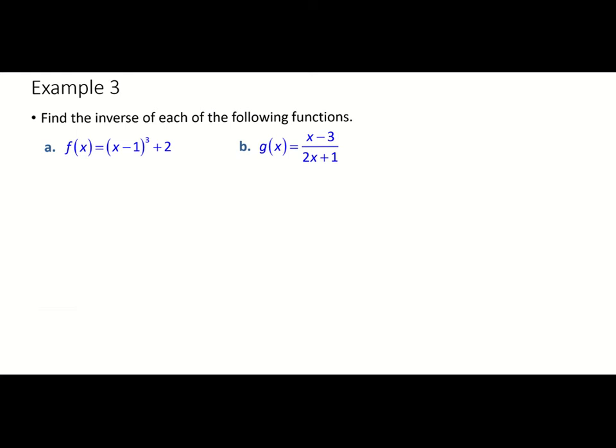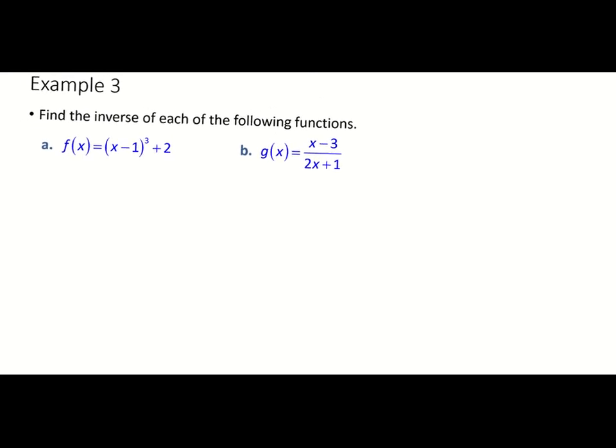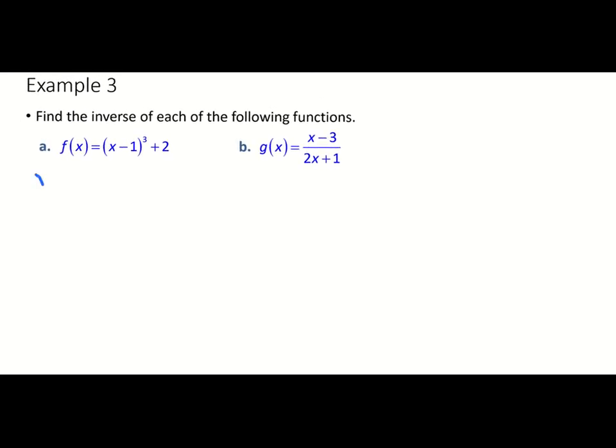All right, let's take a look at the last one. We're going to find the inverse of g of x equals x minus 3 over 2x plus 1. So the first thing we're going to do, again, is replace the g of x with y. So y equals x minus 3 over 2x plus 1. And then we're going to switch x and y. So now it's going to be x is equal to y minus 3 over 2y plus 1.